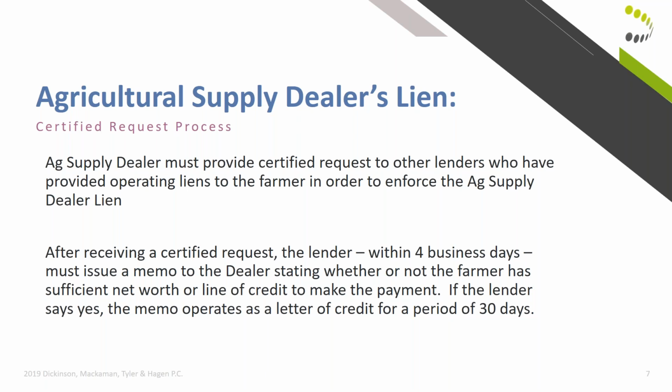Let's just real briefly look at it in the opposite way. If the lender does not respond within 4 business days at all, then the ag supply dealer's lien is going to be given priority over the lender's lien. On the other hand, if the lender responds within the 4 days and issues a memo to the supply dealer indicating that the farmer does not have sufficient credit, then the lender will be able to maintain its lien position vis-a-vis the ag supply dealer's lien.